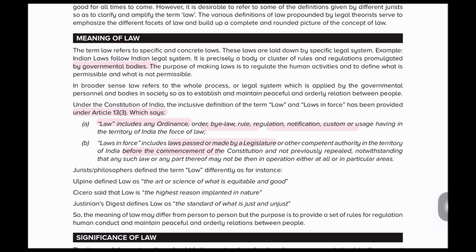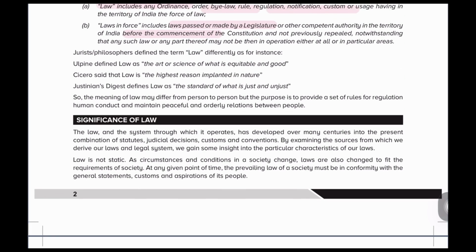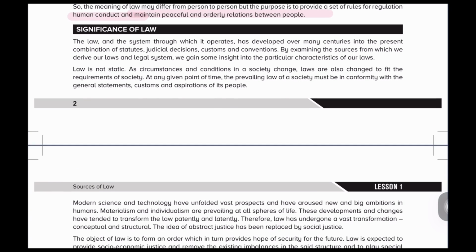Okay, so famous jurists have also given definitions of law. Ulpian: the art or science of what is equitable and good. Cicero: the highest reason implanted in nature. And Justinian's Digest defines law as a standard of what is just and unjust. So from these we understand that although definitions differ, the common purpose of law is to guide human behavior, regulate society, and maintain peace and order.